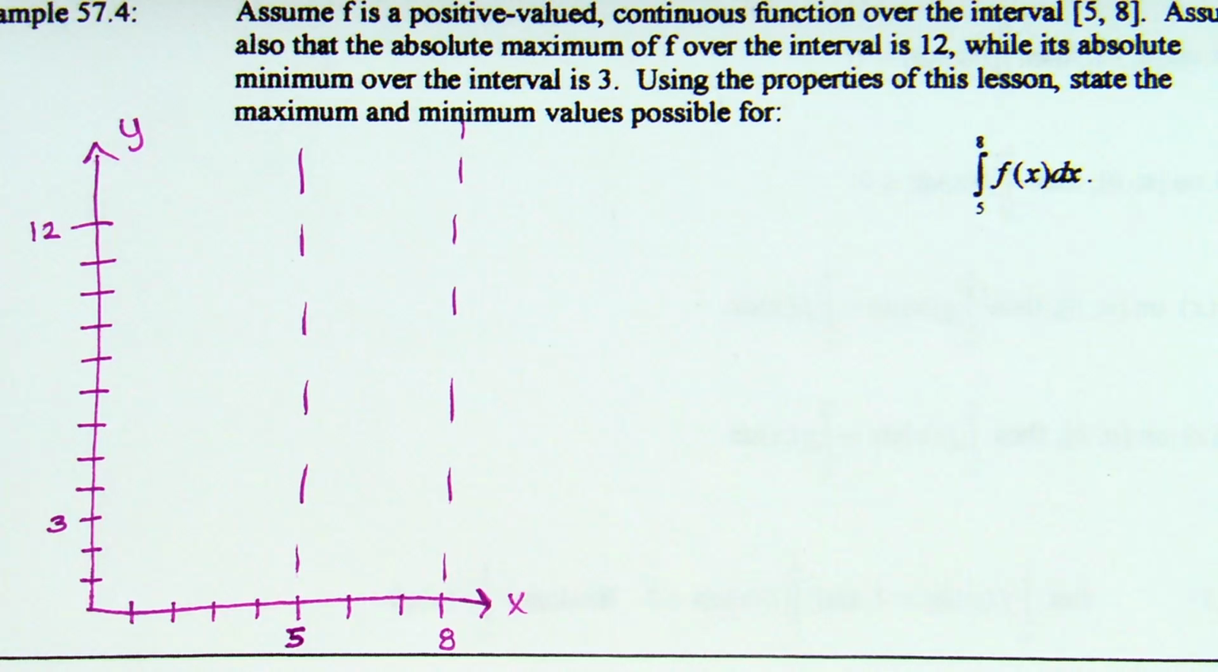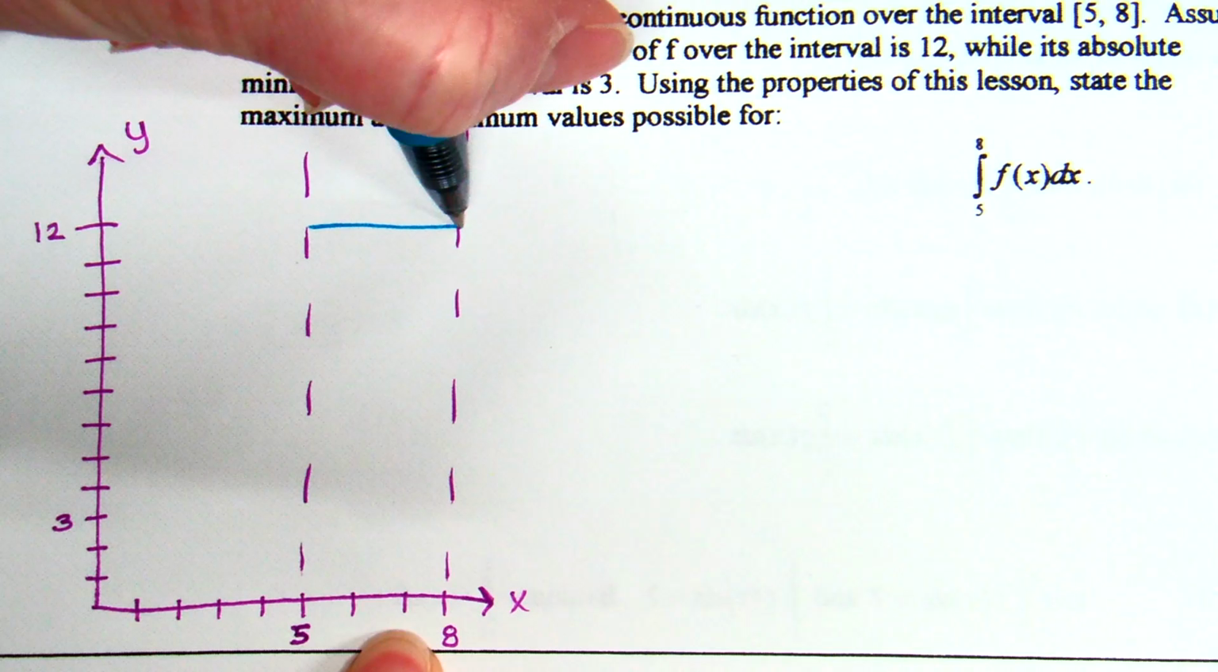Now, it says we're assuming f is positive valued continuous. So positive valued, we're talking above the x-axis. Continuous meaning some kind of curve, right? Some kind of curve continuing on. Assume also that the absolute maximum of f over the interval is 12. So what we're saying is, in this interval from 5 to 8, the highest my graph will possibly go is 12 right there.